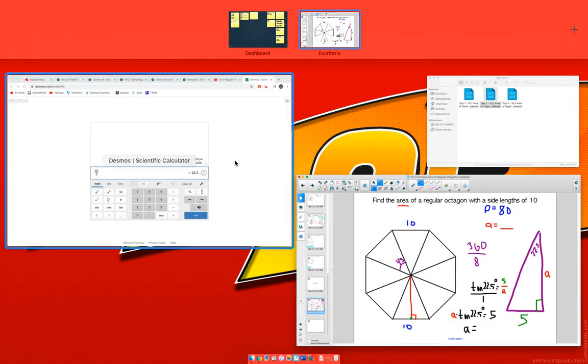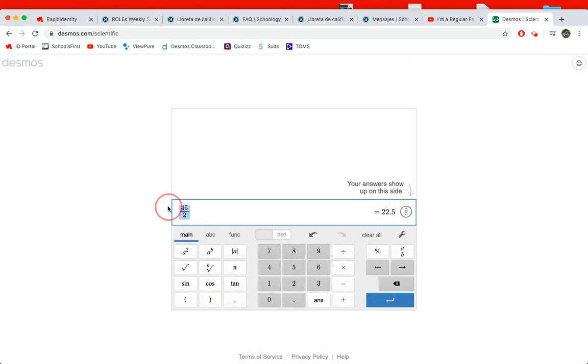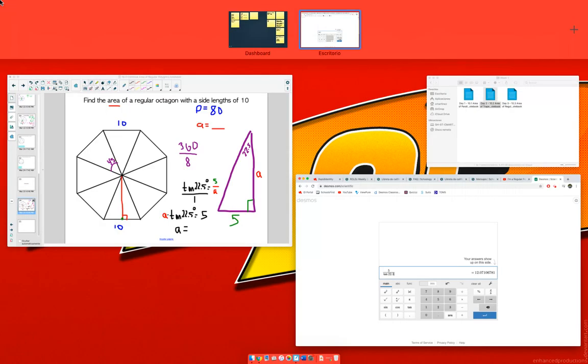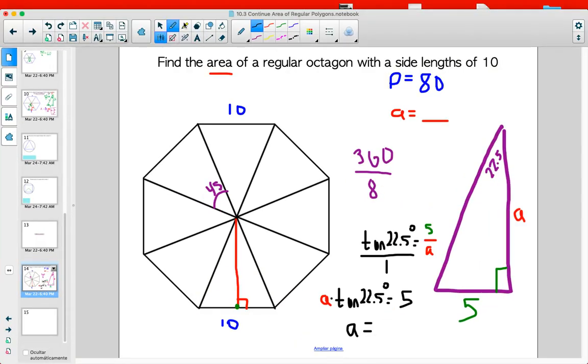I'm going to use the decimals calculator. 5 divided by tangent of 22.5. Okay, so we're going to approximate to 2 digits after the decimal. So this stays as a 7. So 12.07. So the apothem is 12.07. All of that hard work for the apothem.